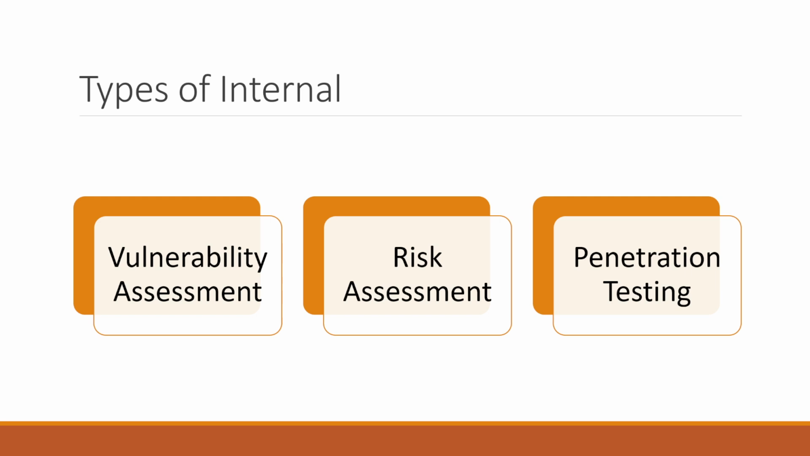Now, there are a couple different types of internal assessments. The first one would be a vulnerability assessment. This is just where we're trying to find specific weaknesses in software and hardware within our systems. This vulnerability assessment is all about finding those weaknesses. A risk assessment itself is a little broader, a little wider of a net. We're going to be looking at overall risks for the organization and how to manage them.